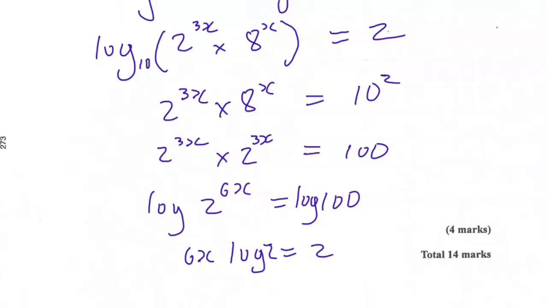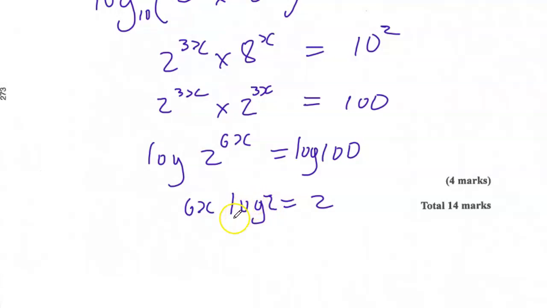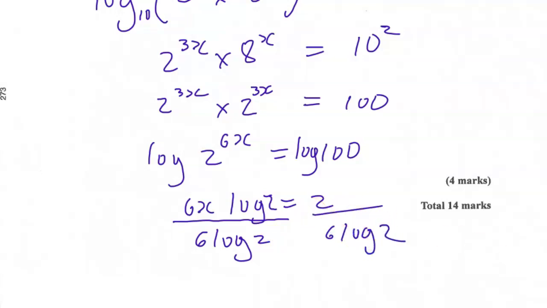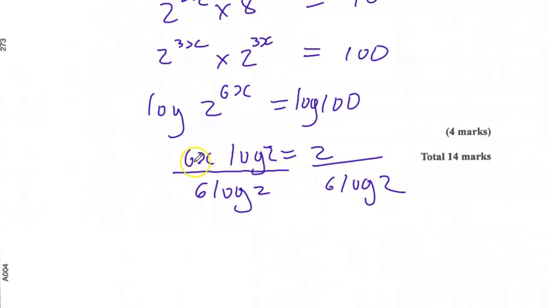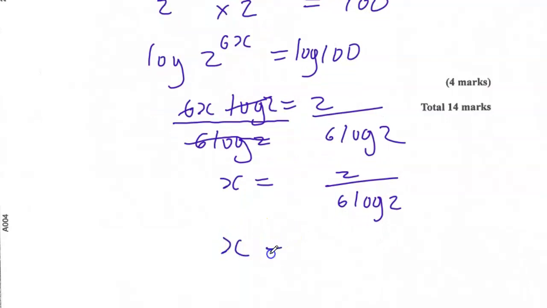And we're solving for x. So we can divide both sides by 6 log 2. So 6 log 2 cancels into itself, so we're left with x equal to 2 over 6 log 2. I guess we can reduce it: 2 into itself is 1, 2 into 6 is 3, so 1 over 3 log 2.